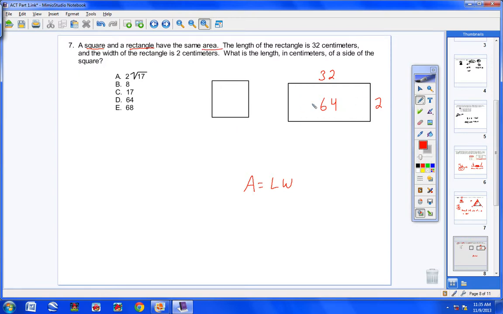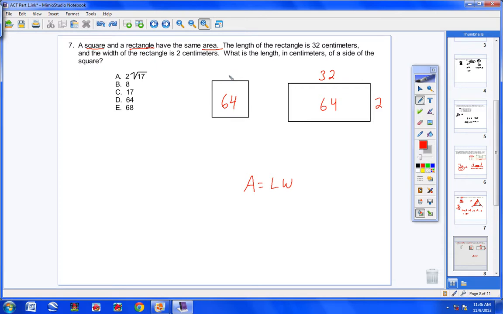So if the area of the rectangle is 64, what's the area of the square then? 64, good. So what's the length of one of the sides of the square? Well, guys, look, we could try something like, oh, I know, it's 4 and 16. Well, 4 times 16 is 64, but it's got to be the same side. Oh, I know, it's going to be 3 and 32. No, it's not going to work.